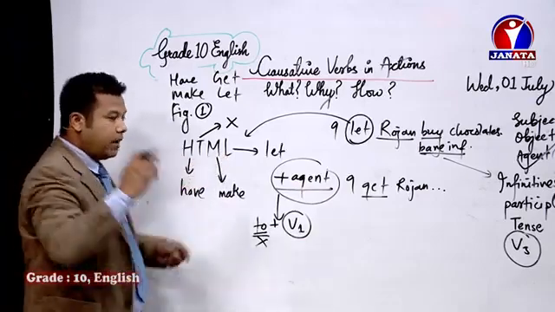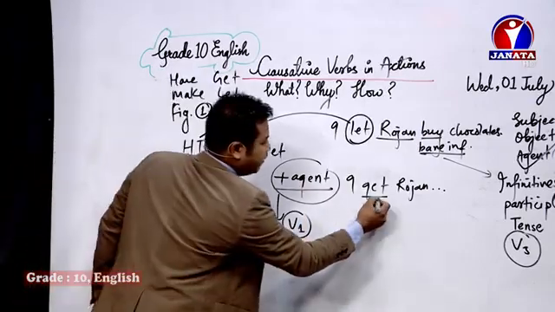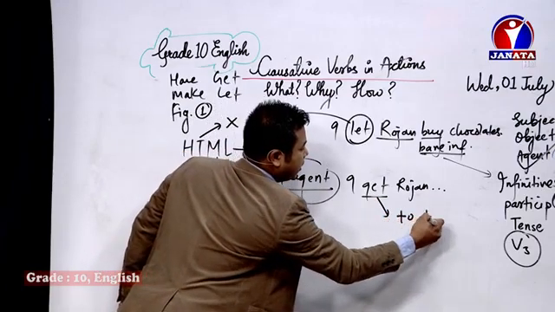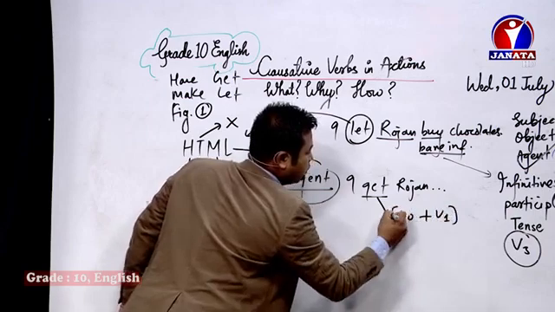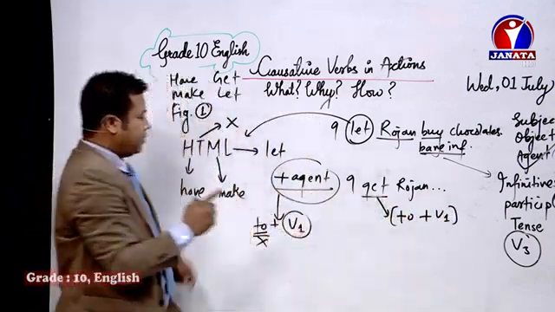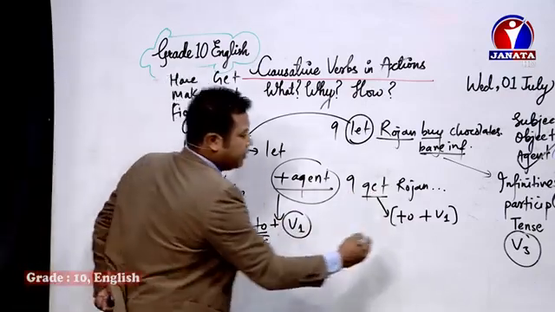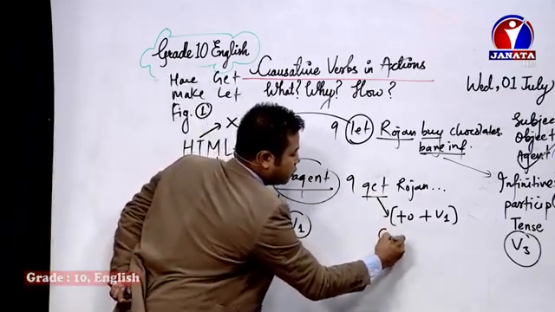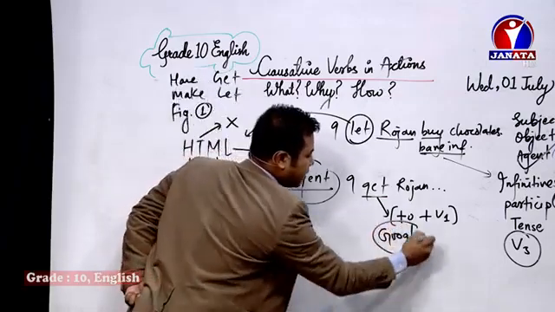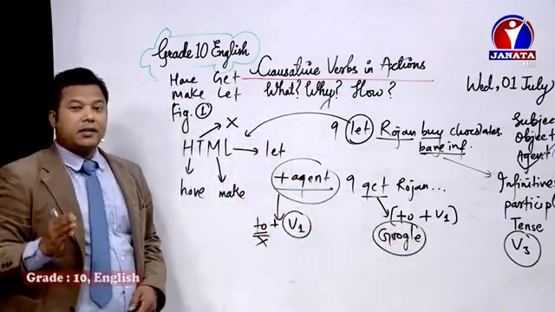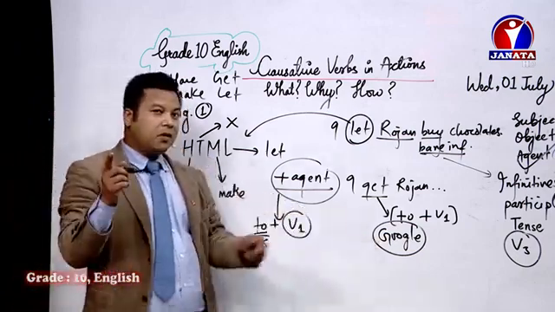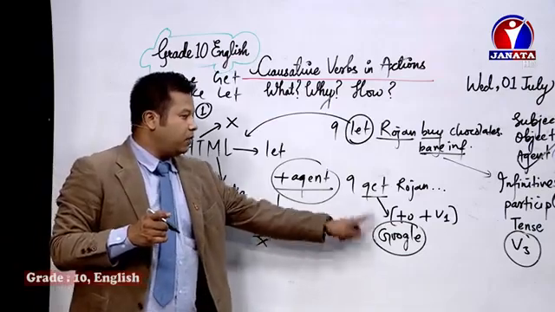I have a different picture on this. With get, I simply use the "to plus verb 1" structure. And how to make this easy for you? Simple again. I have made another interesting rule on my own. Remember the word Google, because Google is the one from where you can get all sorts of help. And if you remember Google and G, you'll remember get.